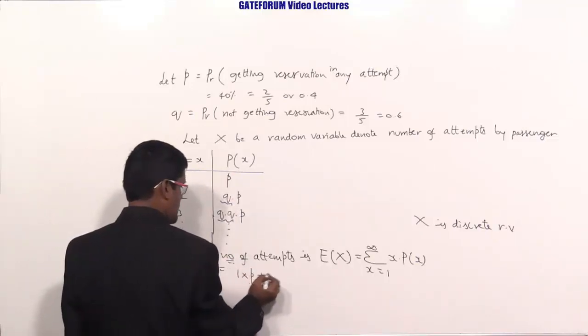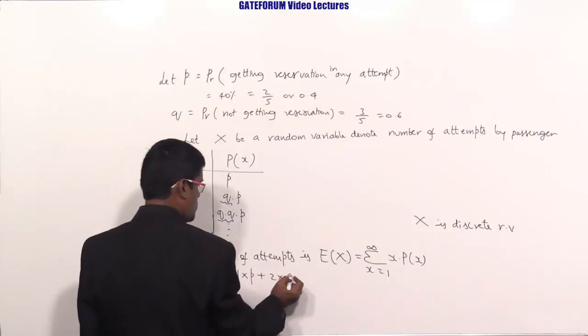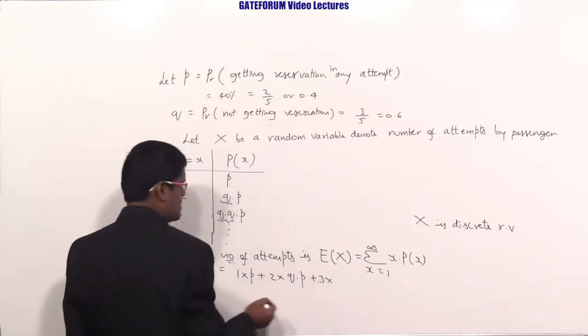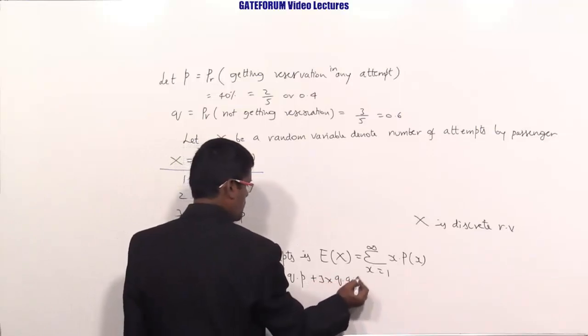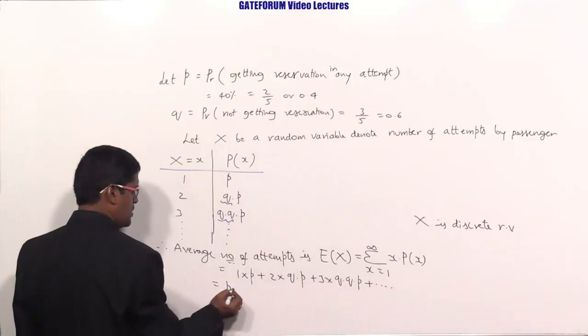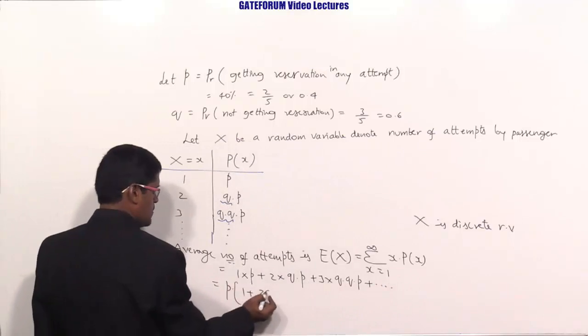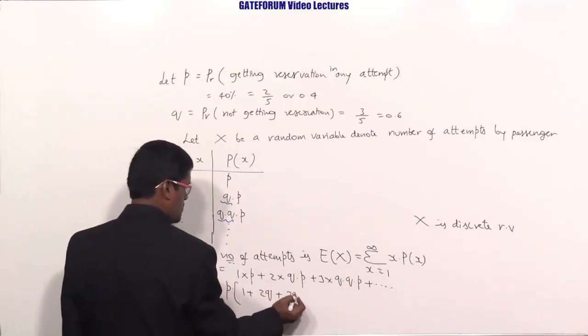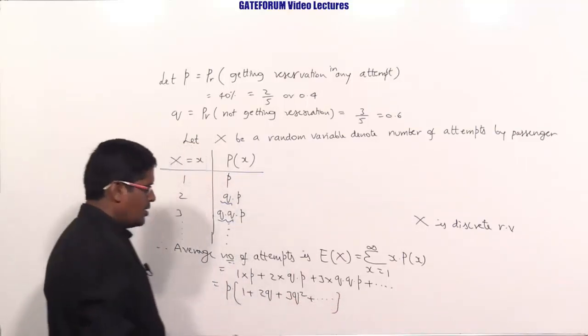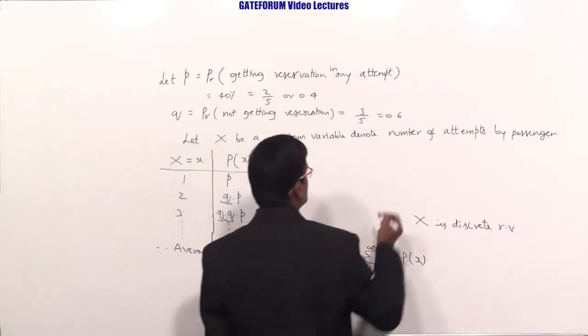P, X value 2, probability of 2 attempts is QP, plus 3 into probability of 3 attempts, Q squared P, plus etc. In all this I can take P common, P into (1 plus 2Q plus 3Q squared plus so on). This is a Taylor series, Maclaurin series expansion, where Q lies between -1 to 1.